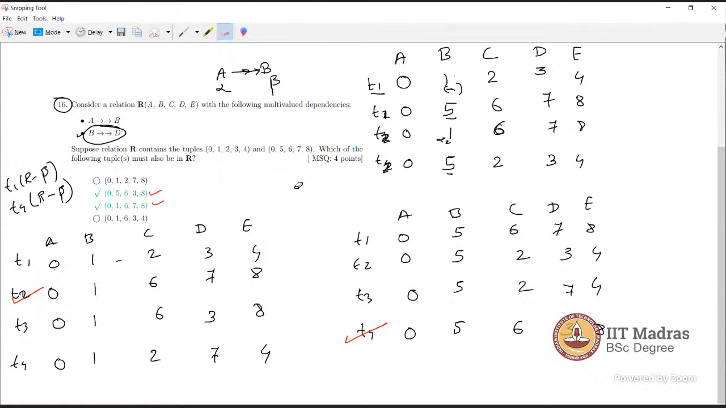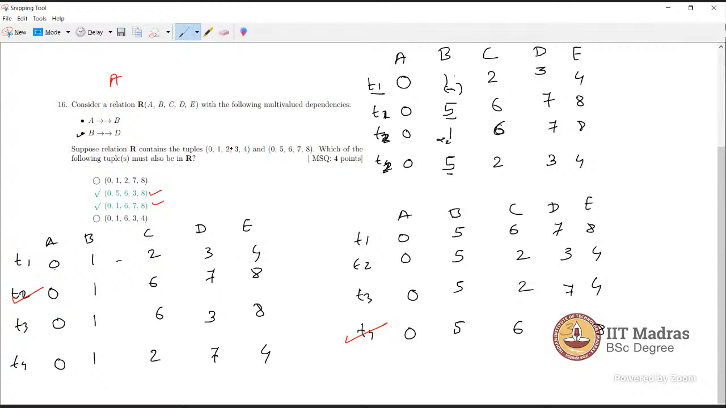Sir, we actually solved this, but with a different approach. But I don't know if it is correct. Can I share it? Yes, yes, yes. So since you're saying A is multivalued to B and B is multivalued to D, which means that for same A there can exist multiple Bs. The possible values for B are 1 and 5. So the possible values of A should be 0, 1 and 0, 5.